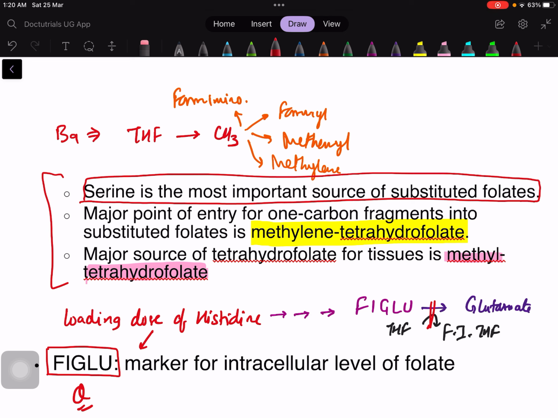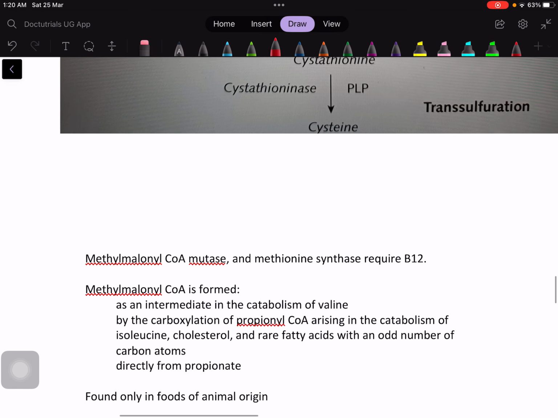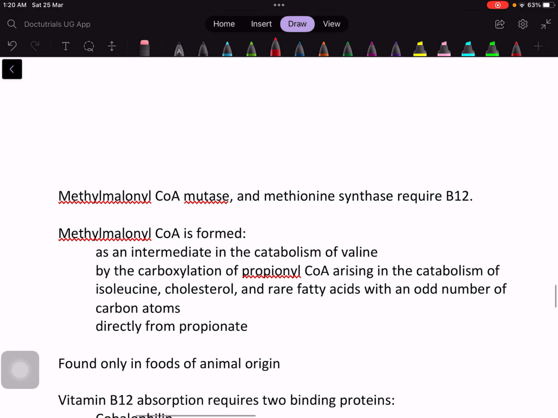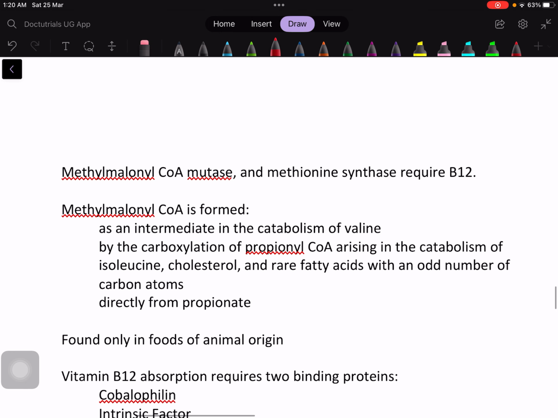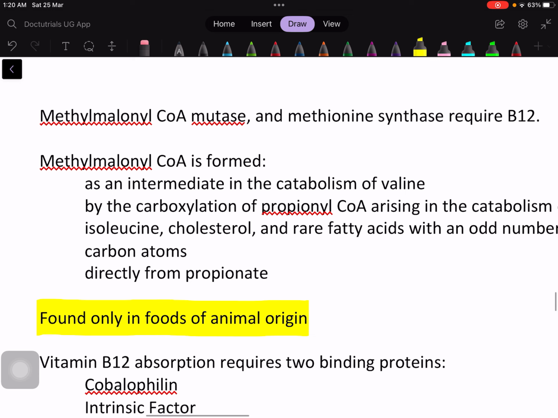That is about the B9. Let us quickly take a look at the B12 also. In case of B12, what you have to remember, first point, is that it is found only in foods of animal origin. It is found in foods of only animal origin.